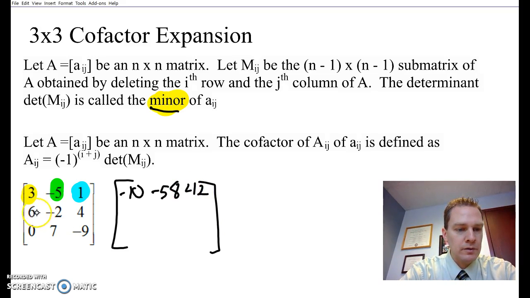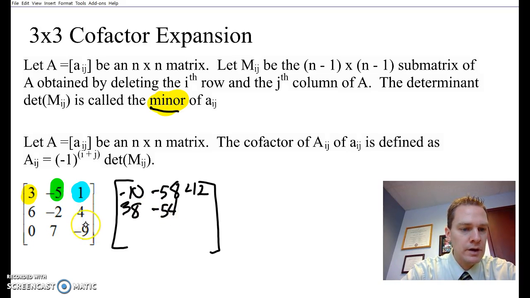This 6 right here, ignore this row and this column. Positive 45 minus 7. Negative 9 times negative 5 is positive 45 minus 7. 45 minus 7 is what? 38. This, ignore this row, this column. Negative 54 minus 0. This entry, ignore this row and this column. 42 minus 0. Going down to this 0, ignore this row and this column. Negative 20 plus 2. Negative 20 minus a negative 2. Negative 20 plus 2 is negative 18.